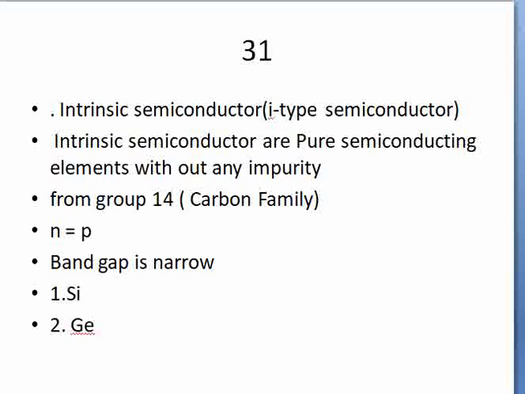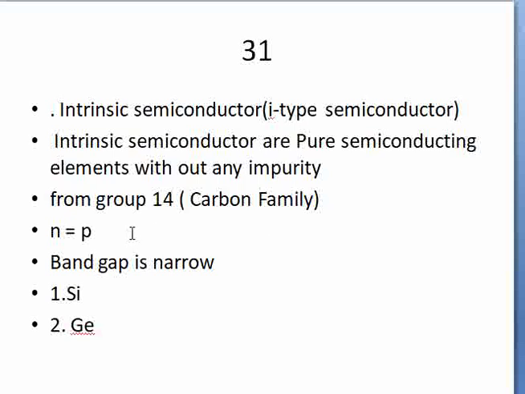intrinsic semiconductor, or it is also called I-type semiconductor. Here I am giving very important points for the examination. Intrinsic semiconductors are pure semiconducting elements without any impurity. If a small amount of impurity is added, it is the extrinsic semiconductor. Those that are pure, without any addition, are called intrinsic semiconductors.